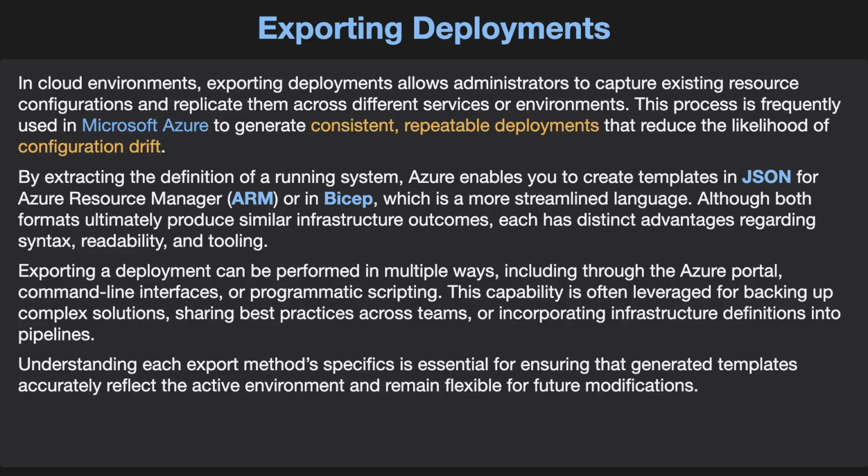In cloud environments, exporting deployments allows administrators to capture existing resource configurations and replicate them across different services or environments. This process is frequently used in Microsoft Azure to generate consistent, repeatable deployments that reduce the likelihood of configuration drift. By extracting the definition of a running system, Azure enables you to create templates in JSON for Azure Resource Manager, ARM, or in Bicep, which is a more streamlined language.